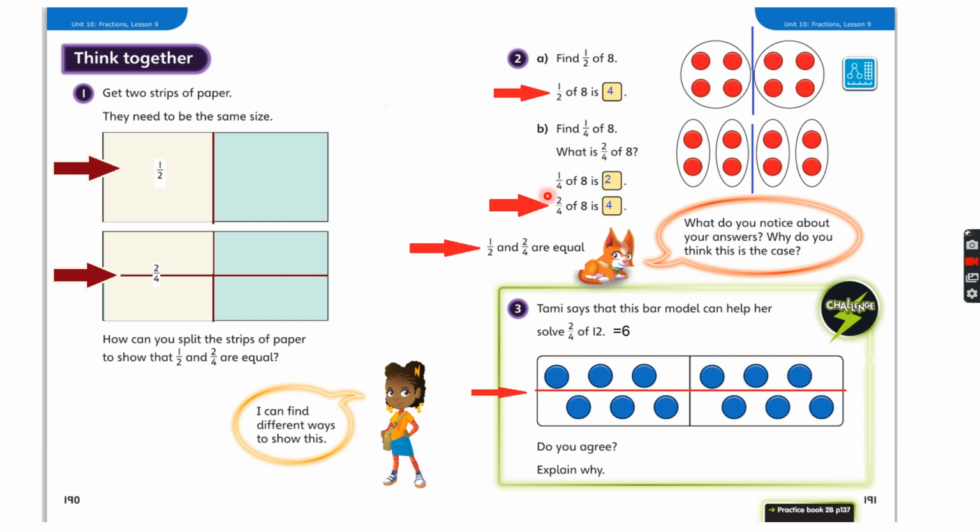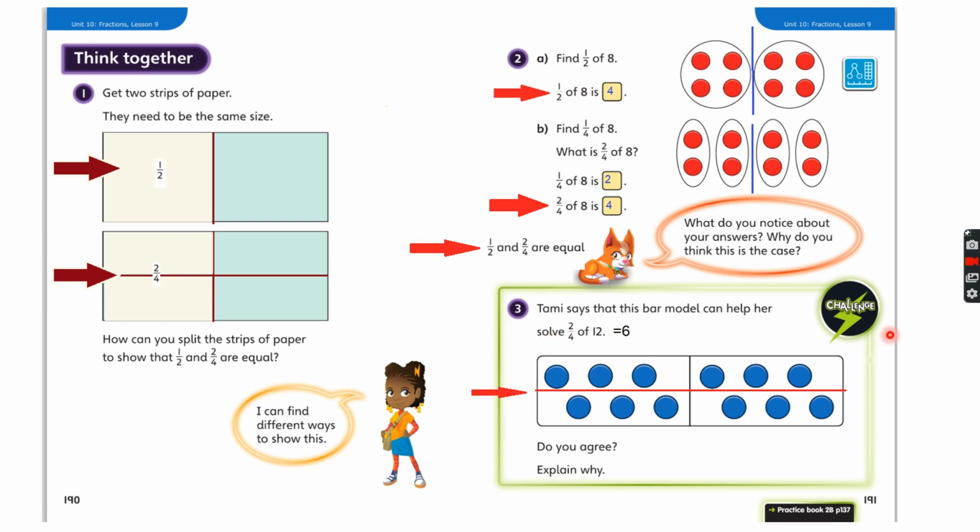Now, 1 out of 4. So you have to find the quarter. How many red circles can you find inside one group? Inside the 1/4, there are 2 red circles. What about the 2 groups? 2 out of 4. How many red circles can you find inside the 2 groups out of 4? There are 4 red circles. Look at number 4 here and look at number 4 here. They are the same, so the half and the 2/4 are equal.